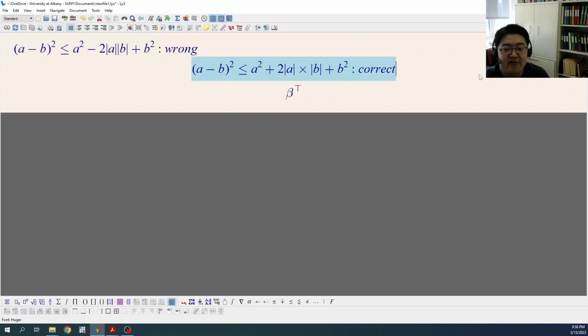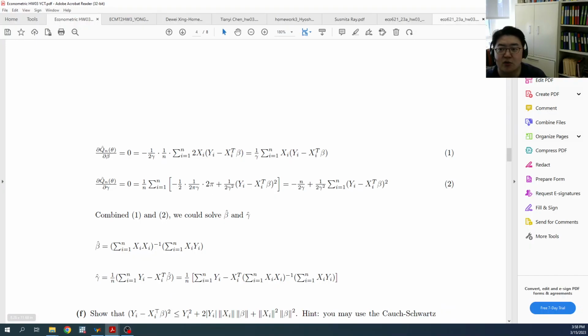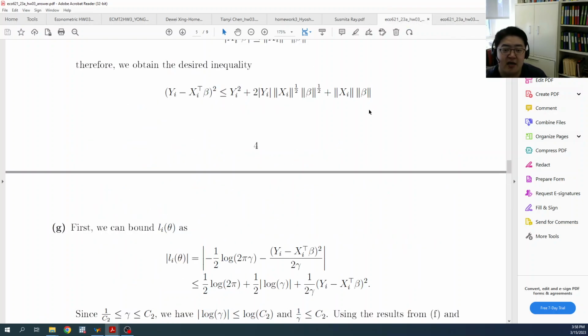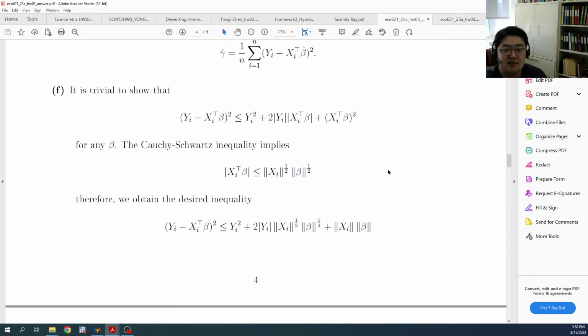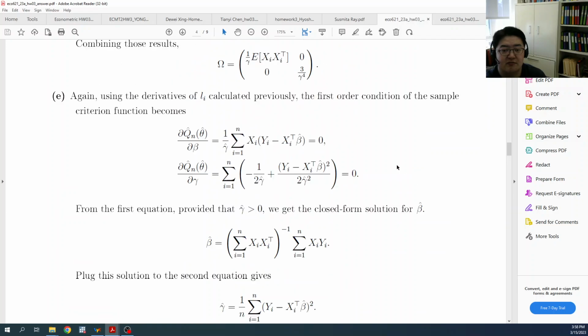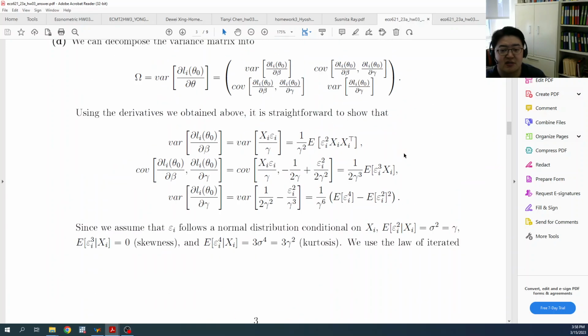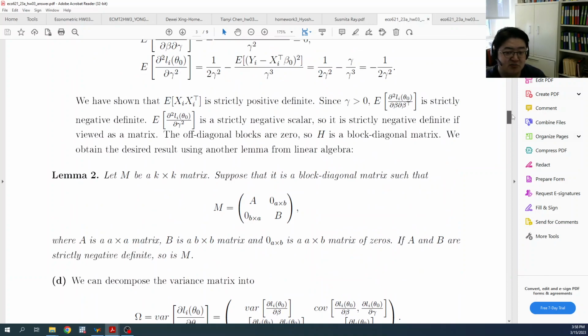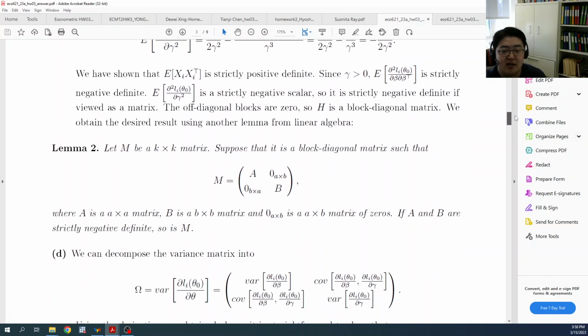Okay, given this, many of you made a mistake in this inequality. Also, I made an answer key, so you may use my answer key as a reference. But my algebra may be wrong.